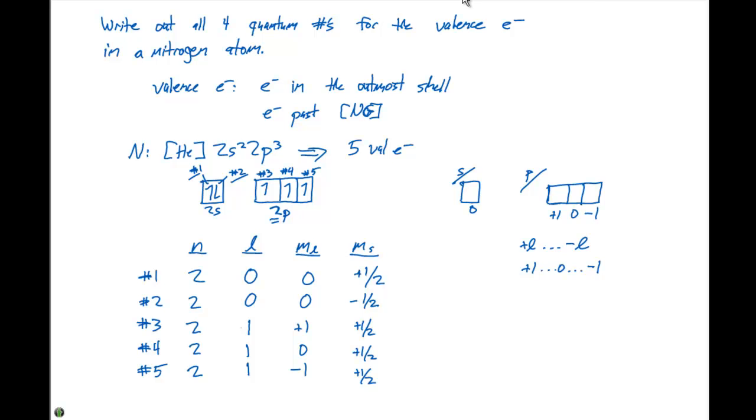If we only had 3 quantum numbers, we wouldn't be able to distinguish all of the electrons. So we need 4 identifiers to give each electron a different set of 4 quantum numbers.